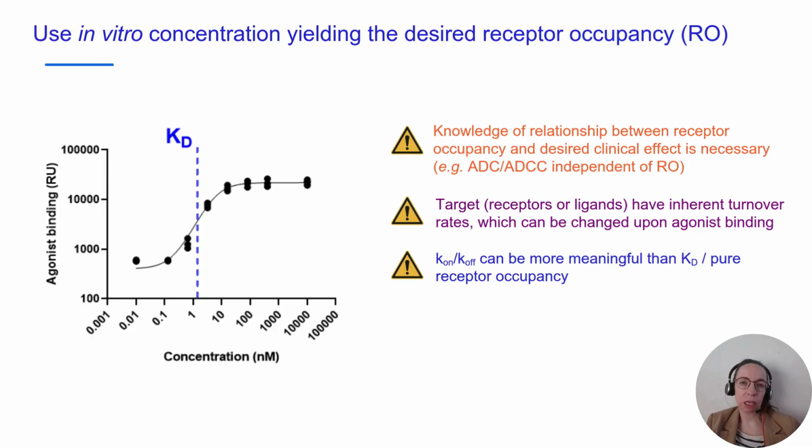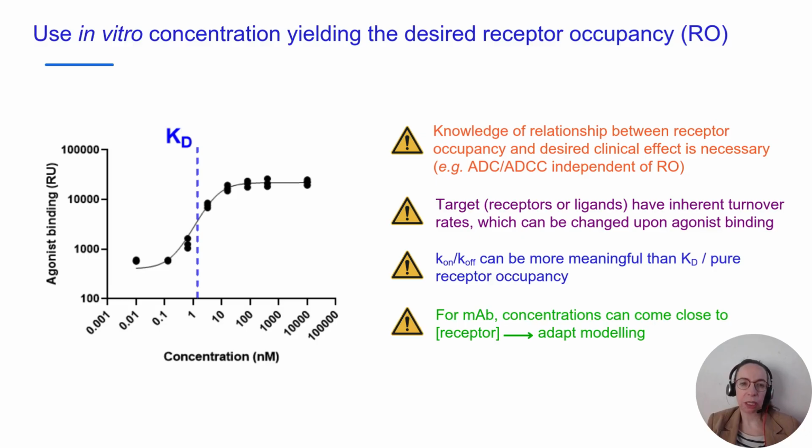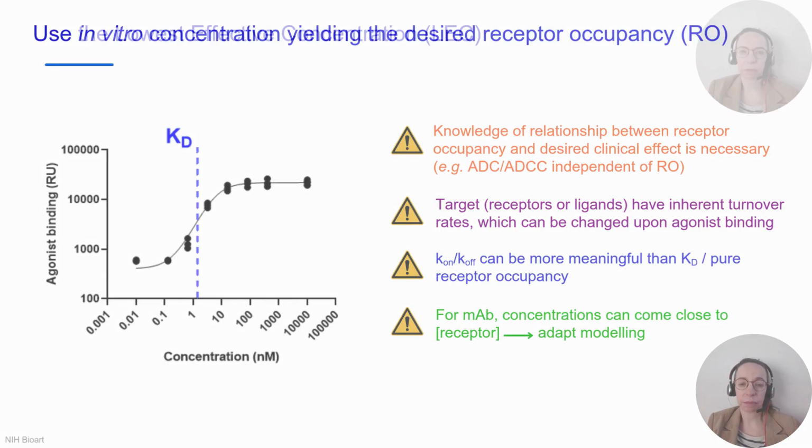Sometimes K-on and especially K-off can be more meaningful than KD or pure receptor occupancy. This can be particularly true for monoclonal antibodies. Also for mAbs, concentration in receptor occupancy assays can come close to the concentration of the actual receptor. And if that is the case, you will need to adapt modeling, taking into consideration the law of mass action.